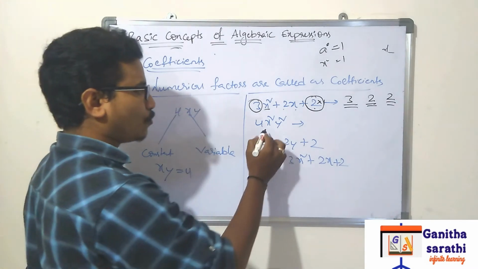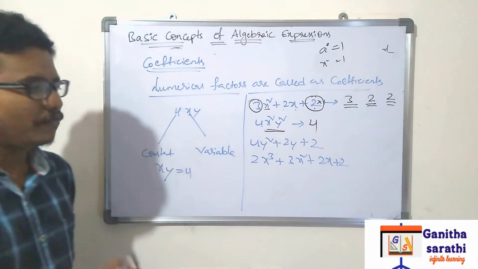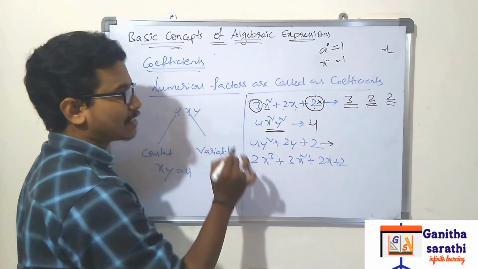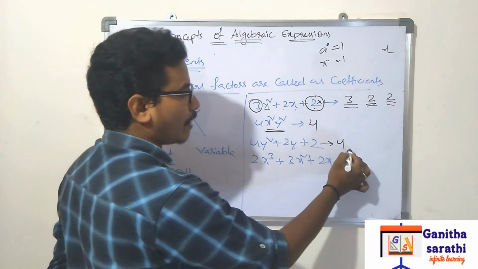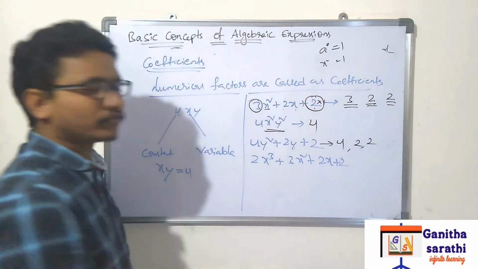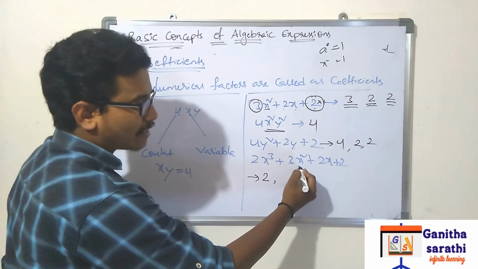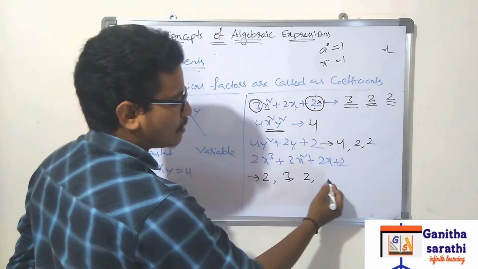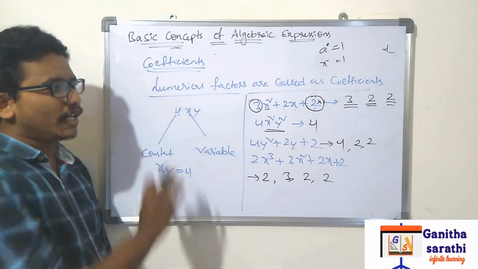And here, what is the coefficient of x square y square? It is 4, since 4 is multiplied to that expression. Now what is the coefficient of y square? 4. The coefficient of y? 2. The coefficient of y power 0? 2. Here the coefficient of x cube is 2, of x square 3, of x is 2, and of x power 0 is 2. Understood? So numerical factors are called coefficients.